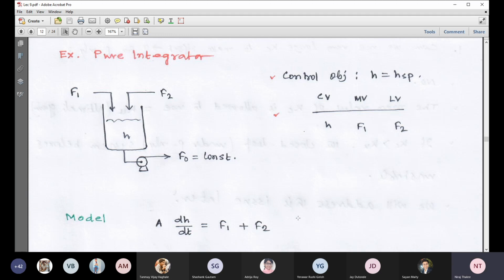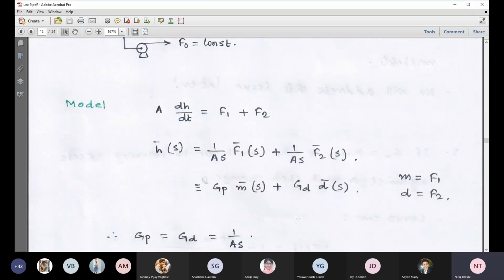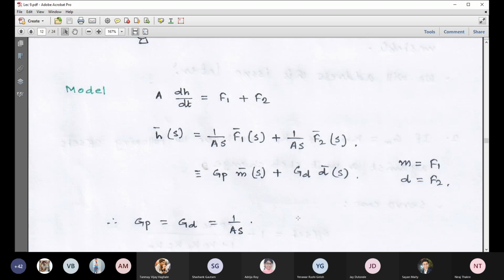So this is the model equation. You are understanding that here this model is directly written in terms of deviation variables, although we did not use the prime symbol over the variables. Now let us take the Laplace transform and get the transfer functions for the process.